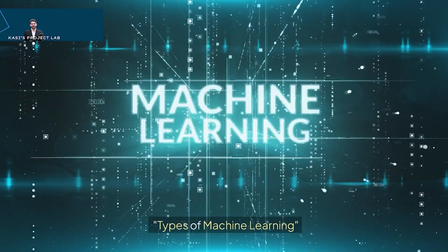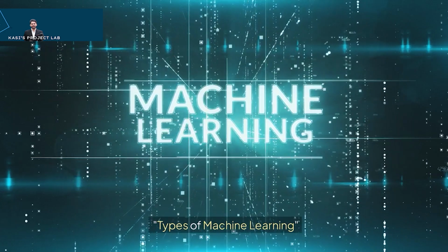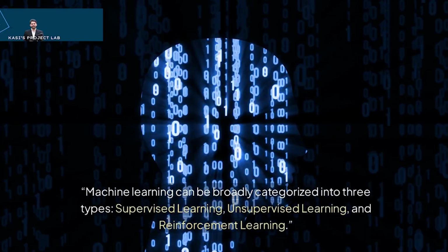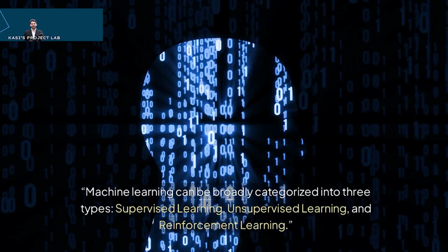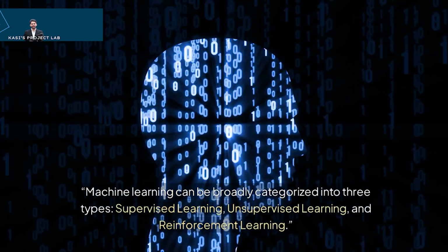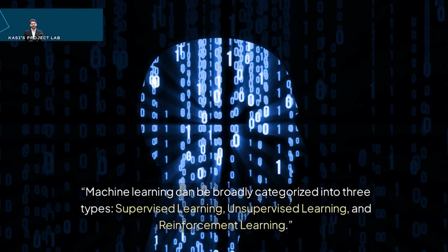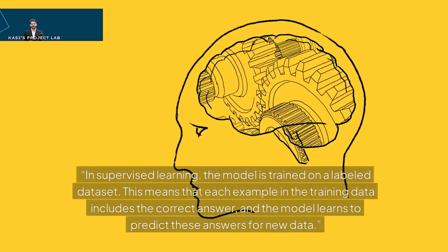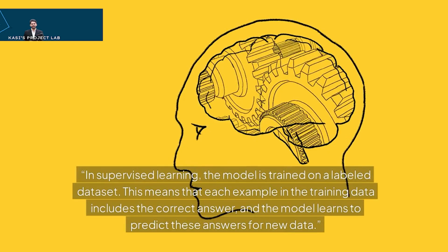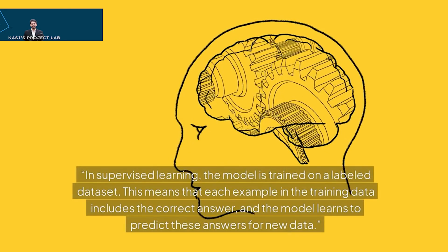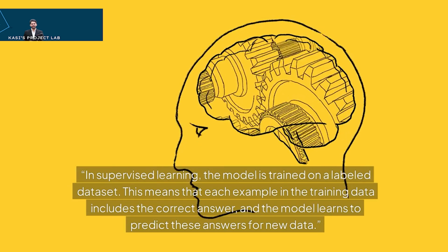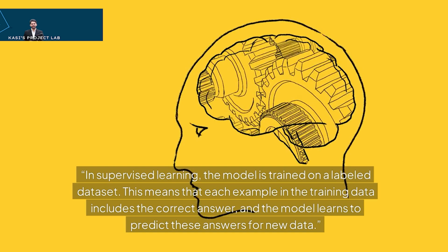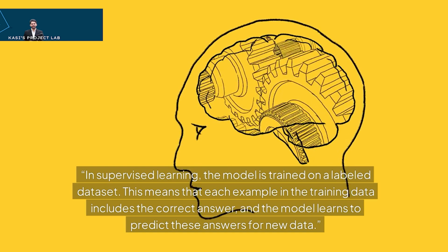Types of machine learning. Machine learning can be broadly categorized into three types: supervised learning, unsupervised learning, and reinforcement learning. In supervised learning, the model is trained on a labeled data set. This means that each example in the training data includes the correct answer, and the model learns to predict these answers for new data.